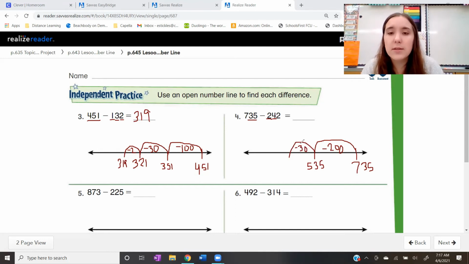But I had 3 10s and I took away 3 10s. Well, that would mean I don't have any 10s left in my 10s place. So I would be at 505. I still have to take away 10 more though. So I'm going to make one more jump of 10.